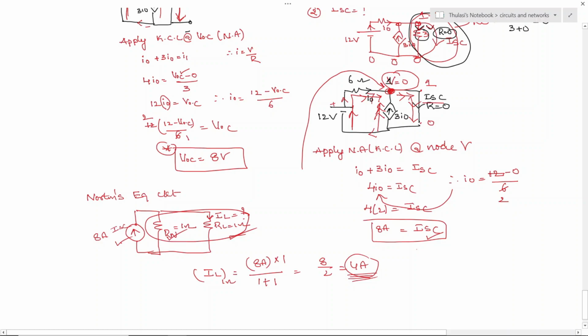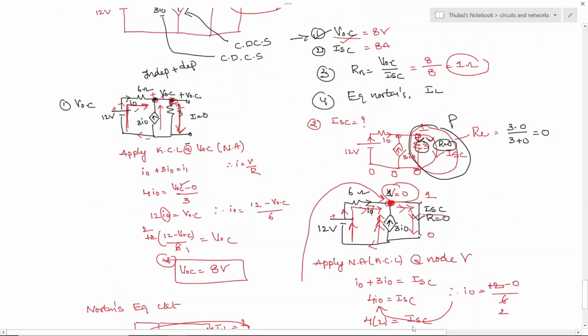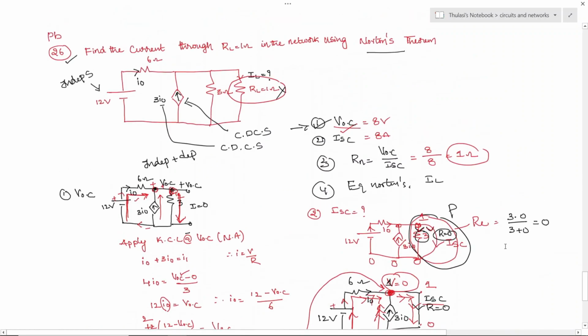So these are very important problems from the exam point of view, the external exam point of view, and competitive exams point of view. Hope you are able to understand.